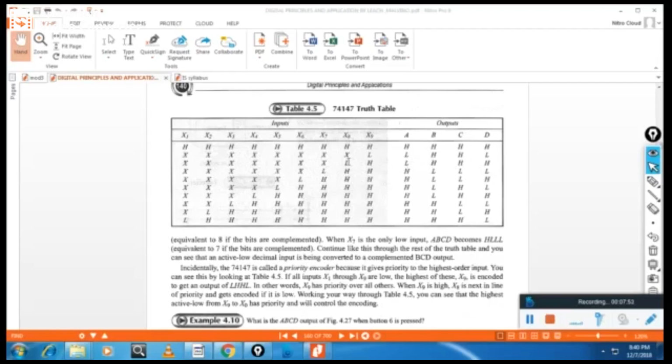Here it will give priority to this one, x8. Here it will give priority to x7. Here it will give priority to x6. Based on this, you will get coded output. That is called a priority encoder.